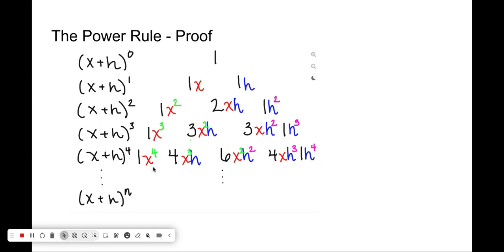So here we have 1x to the 4th. The 4 comes from this 4 here. Then we have 4, 3, 2, 1, 0 for our powers of x. And we have 0, 1, 2, 3, 4 for our powers of h.